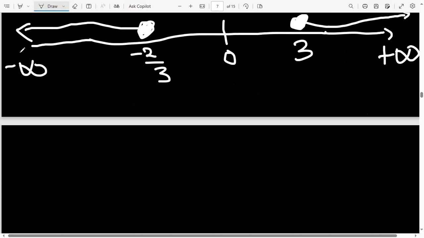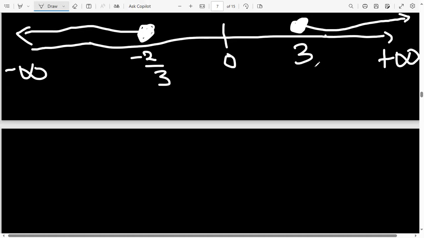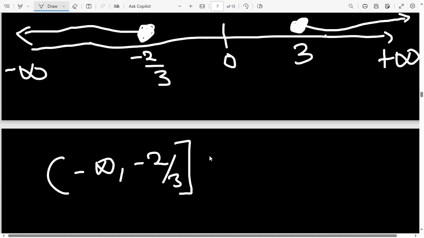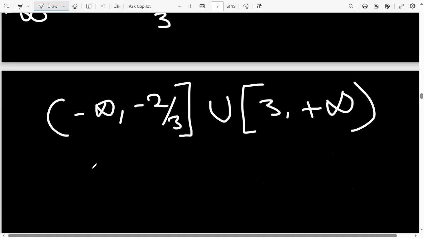So from this number line now, you can pick your interval. The first interval is from minus infinity all the way to minus 2 over 3. And then you say union the second interval, which is 3 all the way to positive infinity. So this will be minus infinity, comma, minus 2 over 3. And this minus 2 over 3 is included in the solution, so we're going to put a square bracket like that. And then you say union. This 3 is included, so we're going to put a square bracket and then 3, comma, positive infinity like this. So this is the final answer here.